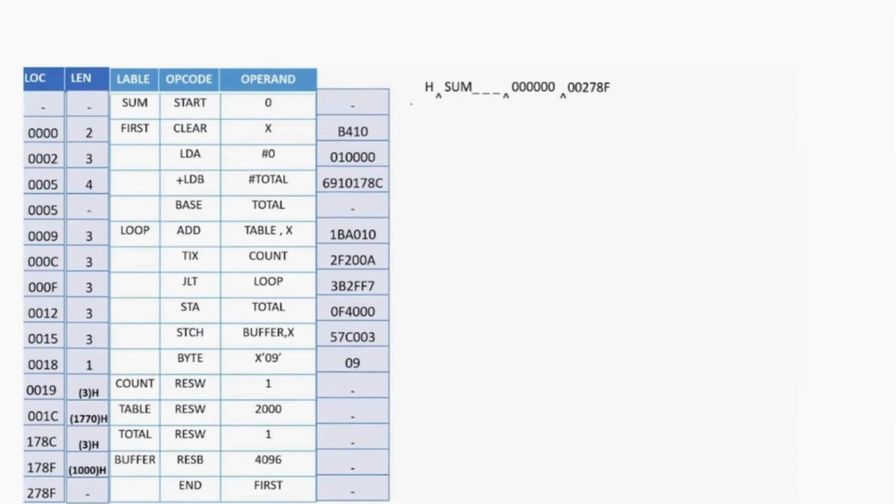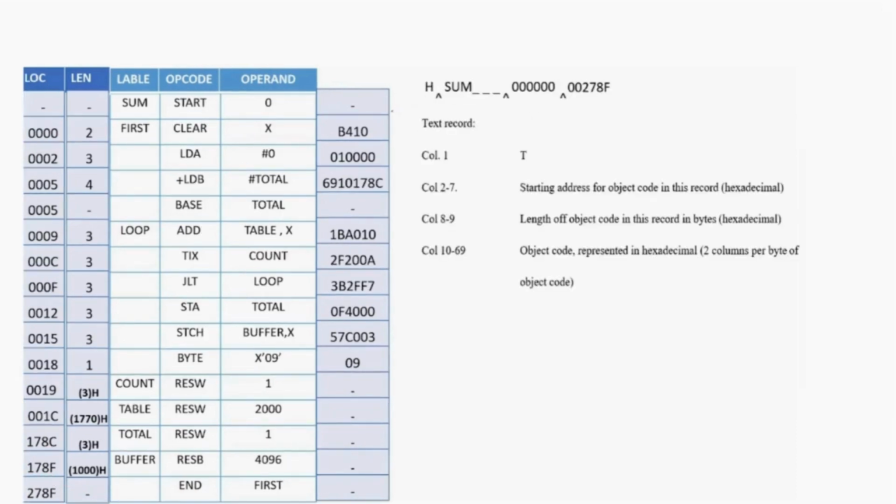After writing the header record, we have to write a text record. So this is the format of the text record. In column 1, I write T. Next, I have to write the starting address for the object code in this record. We have just started writing the text record, and no other text record has been written previously. So first I'll write 000 as the starting address. Next is the length of the record. The object code in this record, I'll keep it blank.